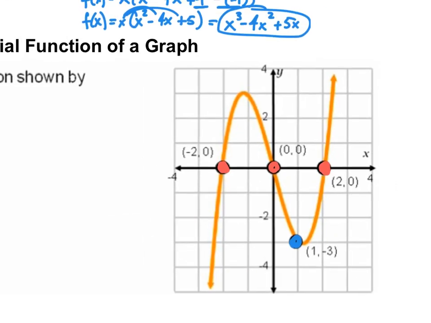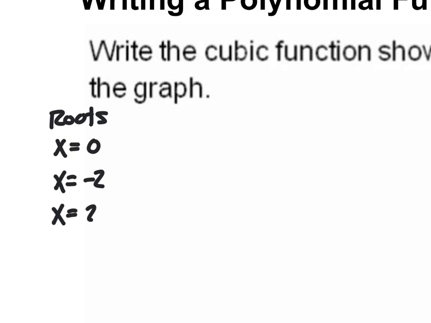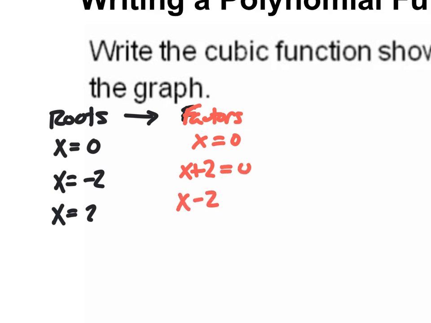Now I'm going to write down my roots. That's the first thing. Let's say they are x equals 0, x equals negative 2, and x equals positive 2. If I take those roots and write them as factors, I just get x equals 0. Set each of these equal to 0, so I add 2 to both sides, and I get x plus 2 is equal to 0, and then x minus 2 is equal to 0. So those are my factors.